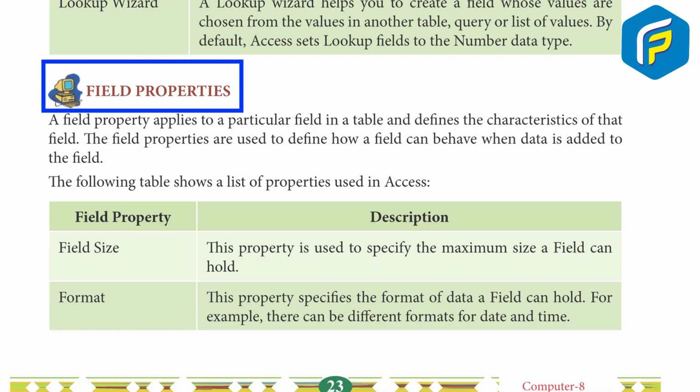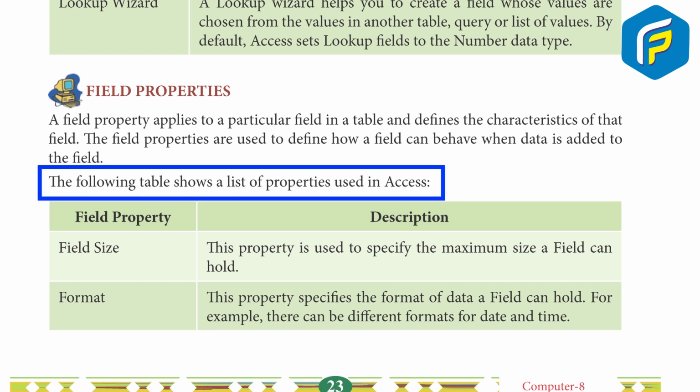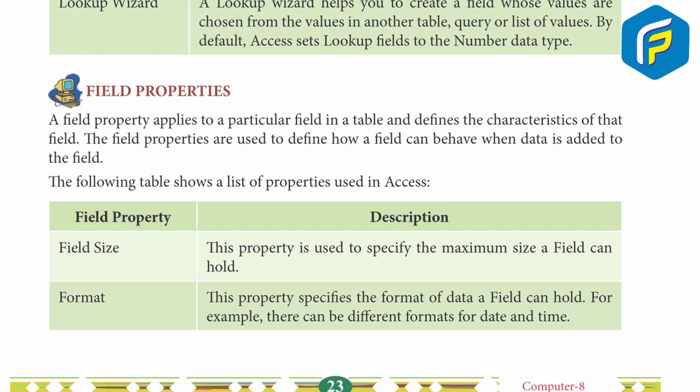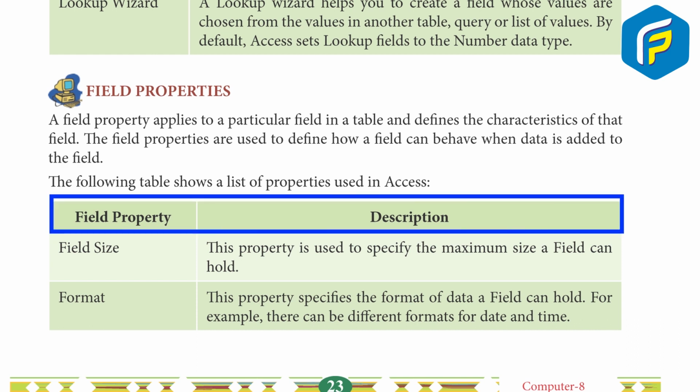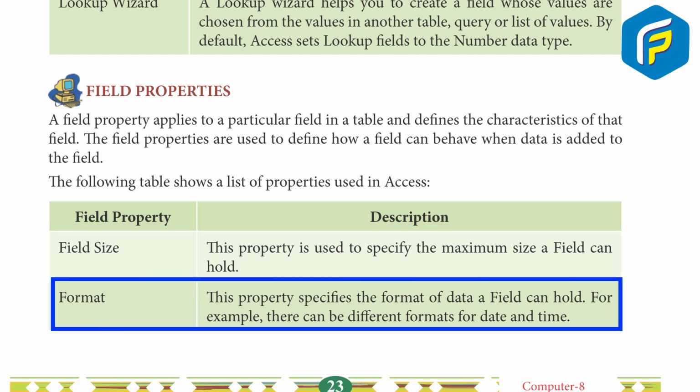Field properties. A field property applies to a particular field in a table and defines the characteristics of that field. The field properties are used to define how a field can behave when data is added to the field. The following table shows a list of properties used in Access. Field property. Description. Field size. This property is used to specify the maximum size a field can hold. Format. This property specifies the format of data a field can hold. For example, there can be different formats for date and time.